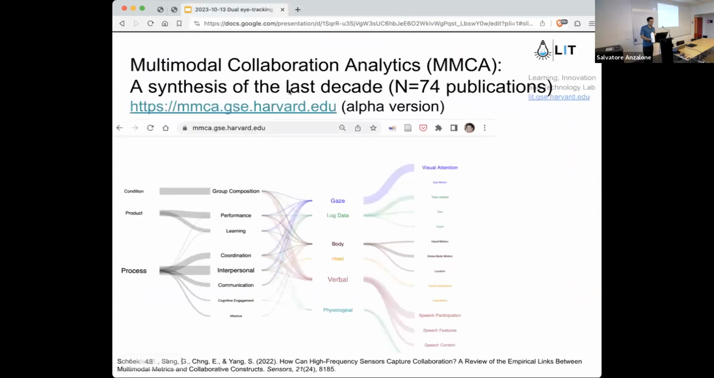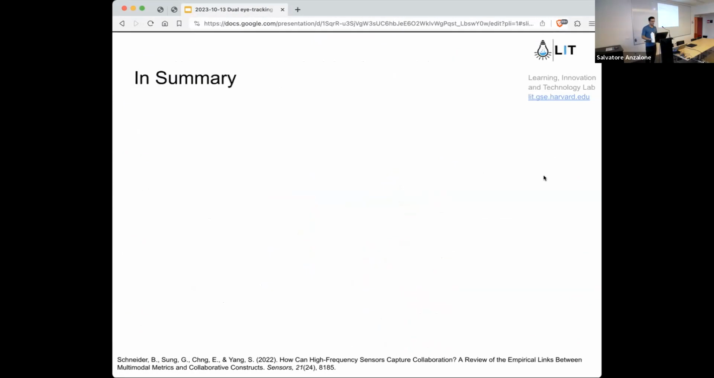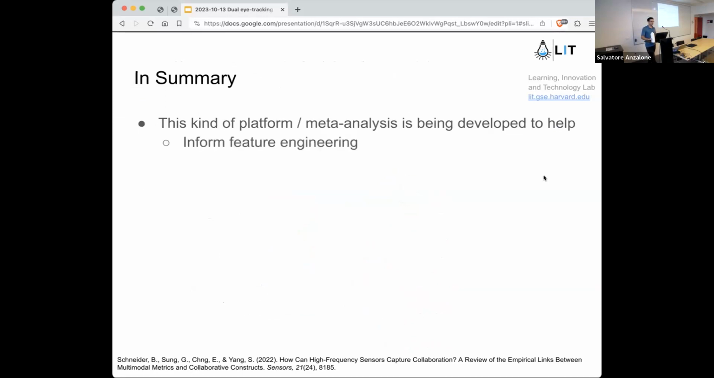So this is the very first step towards making it easier for people to orient themselves in that field. We're currently expanding this to include another decade worth of data. I think we have 150 papers now that we're analyzing. But we really feel like this kind of platform can help inform feature engineering, because otherwise, you just use your gut feelings or a few papers, and it's not really based on actual evidence.